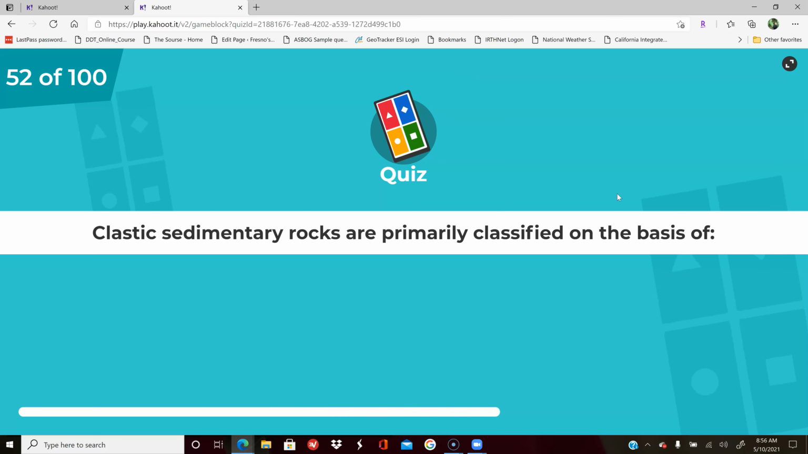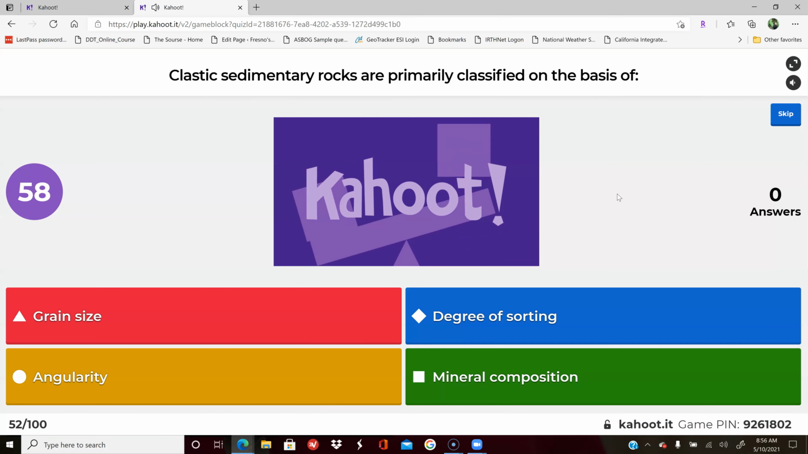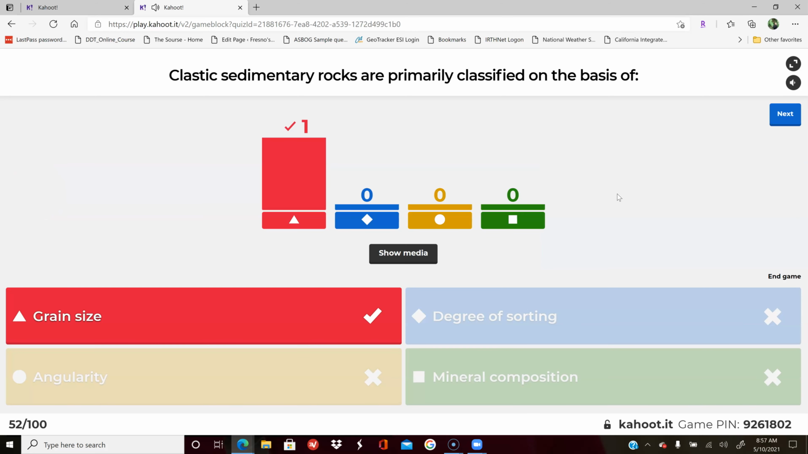Clastic sedimentary rocks are primarily classified on the basis of grain size, degree of sorting, angularity, or mineral composition. So the first thing you look at here is grain size with clastic sedimentary rocks. Does it have sand, silt, clay, or gravel in it?